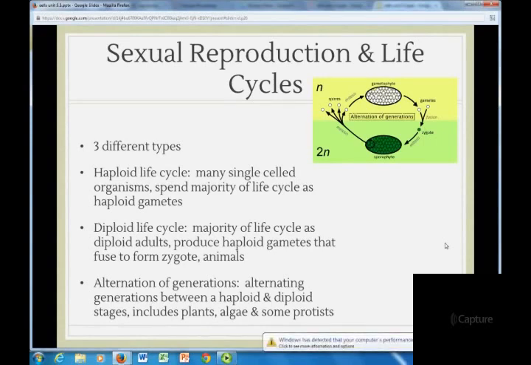It will produce haploid gametes that fuse to form zygotes. This occurs in animals, so you only spend a short time being the two separate sperm and egg. You spend the majority of your life as a diploid individual.